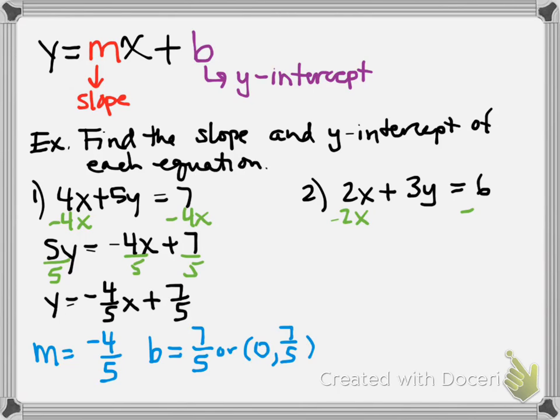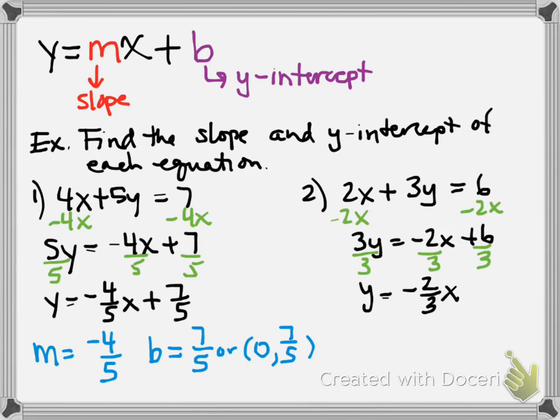Subtracting 2x from both sides. 3y equals negative 2x plus 6. Divide by 3. And I get y equals negative 2/3 x. I pull out the coefficient in front. And I always take fractions and reduce them to lowest terms. And 6 divided by 3 is 2.